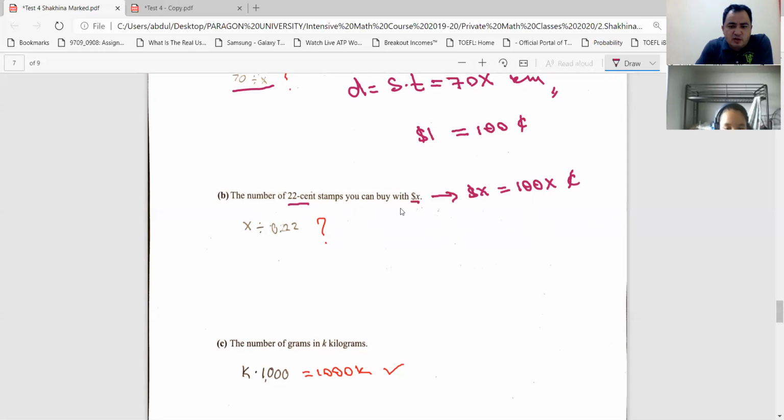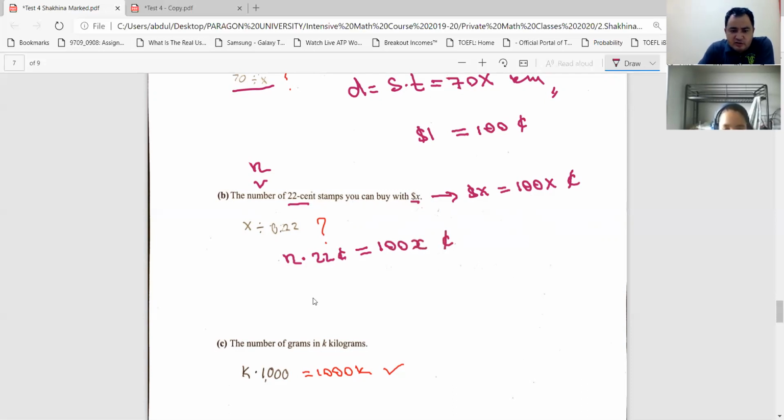The number of stamps you can buy with X dollars. Let's say this is N. So number of stamps of 22 cents, right? So actually, how many can we buy? Let's say we can buy N. Each one is 22 cents. And how much do we have? We have X dollars. That is 100X cents.